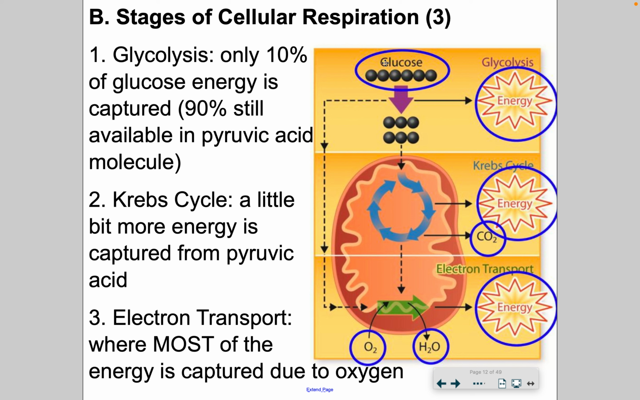There's still 90% available in these molecules called pyruvic acid. You notice that we have glucose here. It's a 6-carbon molecule. And what did we do? We literally broke it in half. And when we broke it in half, we were able to get 10% of the energy. So there's still 90% available in these 2 molecules.